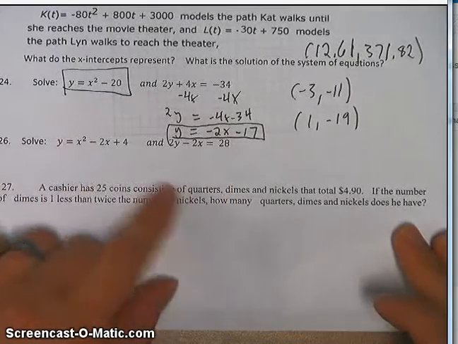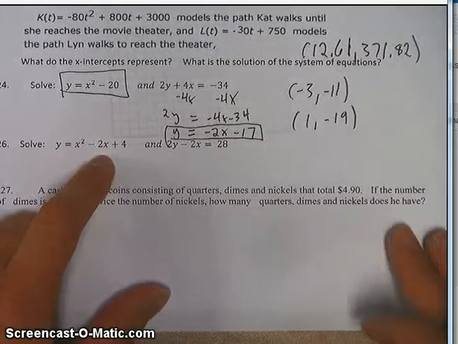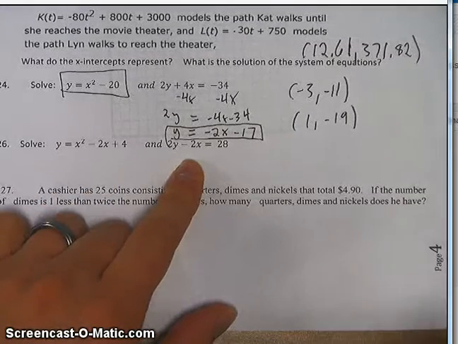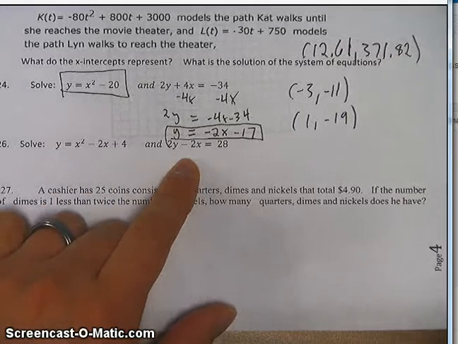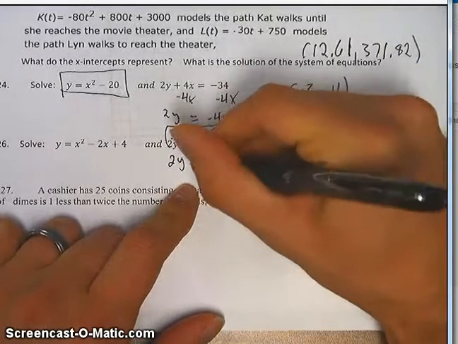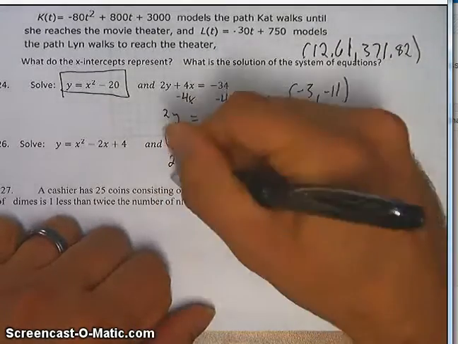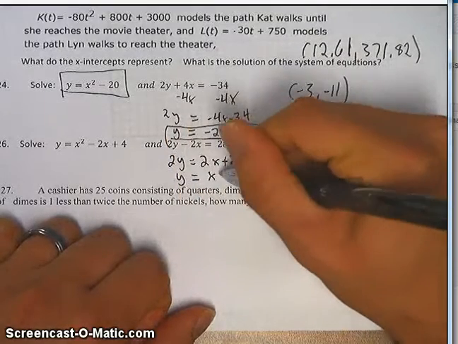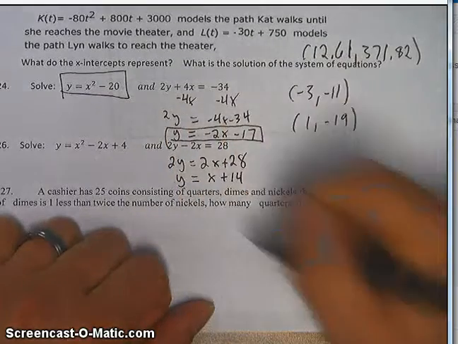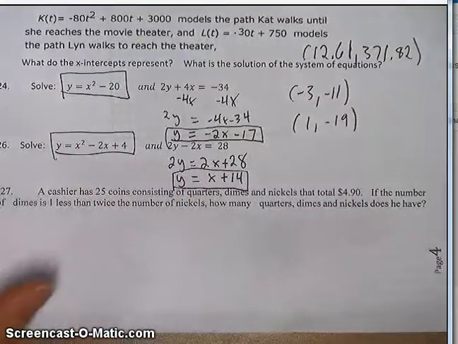Now I can't use matrices because this is a quadratic, so I'm simply going to graph them and see where they cross. But in order to graph this one, I want to get it into y equals form or slope-intercept form. So I'm going to add 2x to the other side to get 2x plus 28. And then I'm going to divide by 2 to get y equals x plus 14. So I need to graph this equation and this equation, and I want to see where they cross.